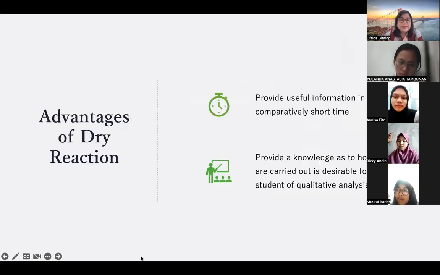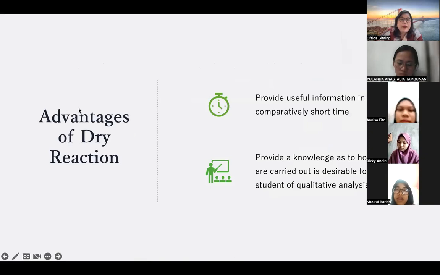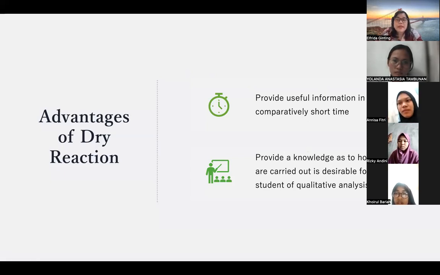And of course, each of the tests has advantages and disadvantages. Now, for dry reaction, the advantage is that you can do it in a short time. So your analysis won't take a long time. Okay. And then it will give you knowledge of how to do the qualitative analysis. So these are the advantages for dry reaction.